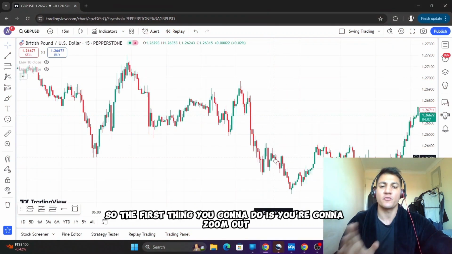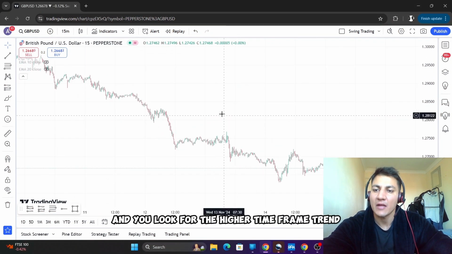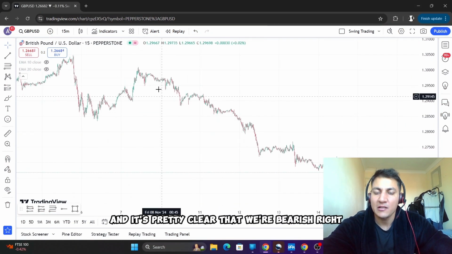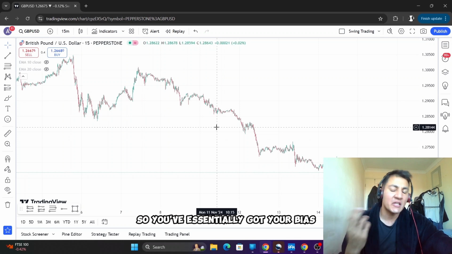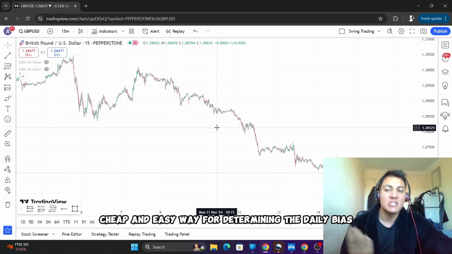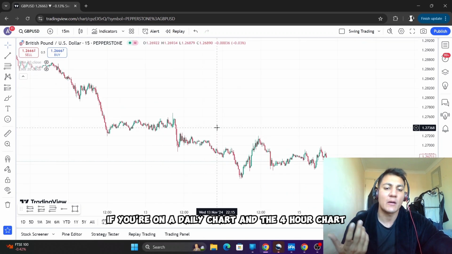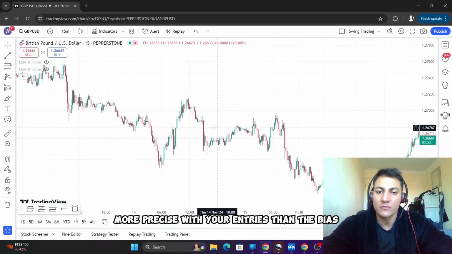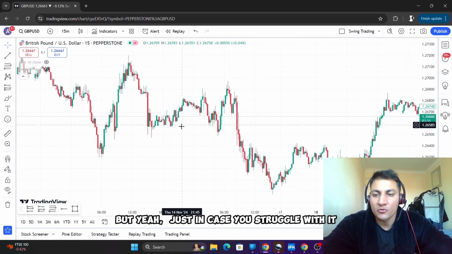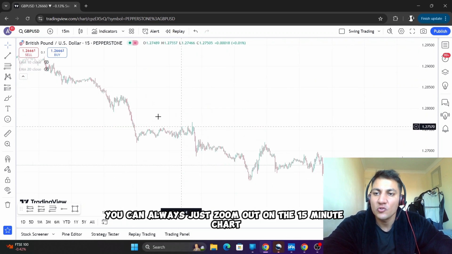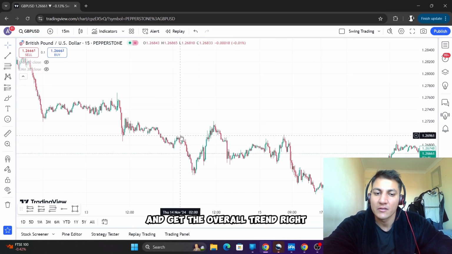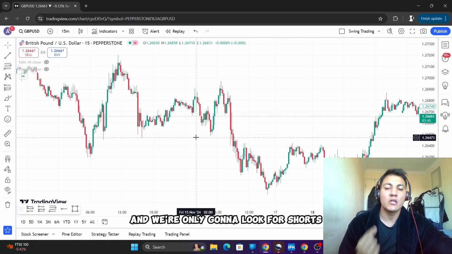Okay, so the first thing you're going to do is zoom out and look for the higher time frame trend. It's pretty clear that we're bearish. So you've essentially got your bias, and this is a cheap and easy way of determining the daily bias. Obviously, if you're on the daily chart and the 4-hour chart, you can get more precise with your entries and the bias. But just in case you struggle with it, you can always just zoom out on the 15-minute chart and get the overall trend. So we know we're bearish and we're only going to look for shorts.